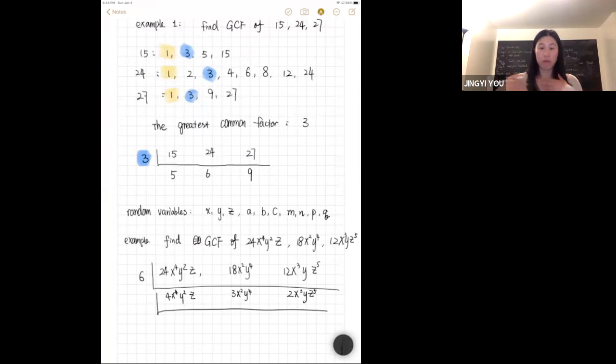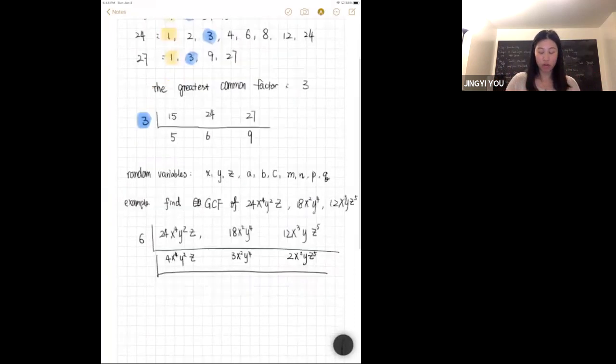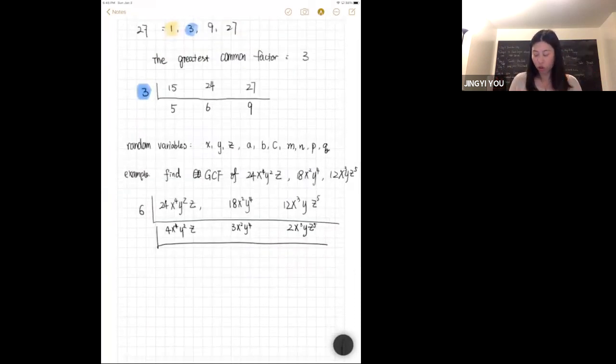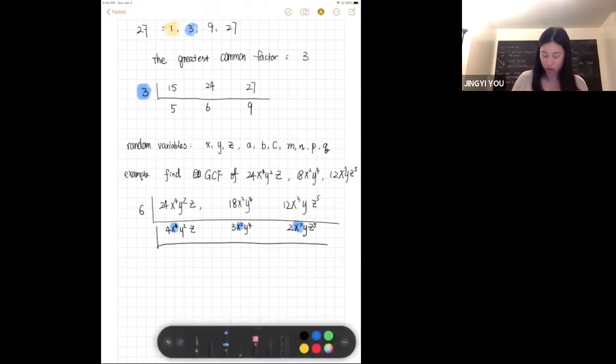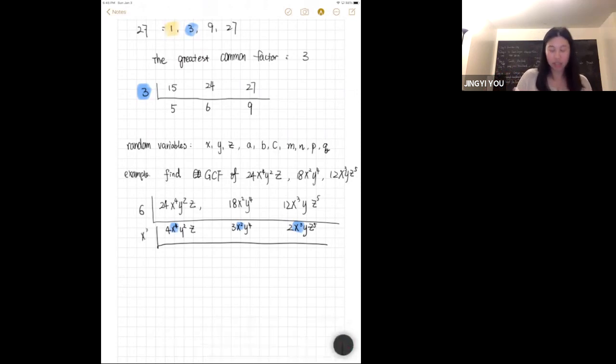Now we have 3 variables, and I want to take care of them one by one. First of all, x. What's the common factor of x? When you look at the first term, it has x to the 4th, the second has x squared, and the third has x cubed. That means they all have what? x squared, right? So the second common factor would be x squared.